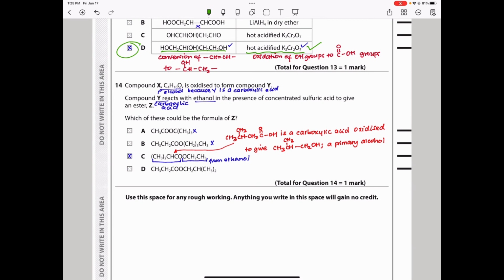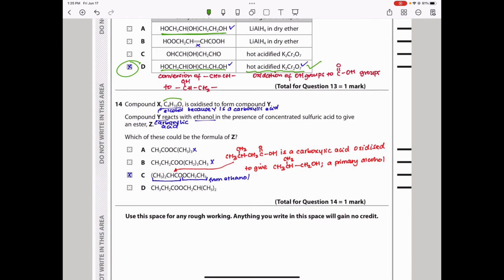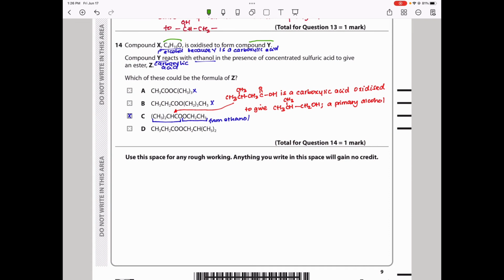For question 14, they say compound X. We have compound X as that is oxidized to form compound Y. So we are not sure if X is an alcohol or an aldehyde, just leave it like that. And then they say compound Y reacts with ethanol in the presence of sulfuric acid to form an ester. I'm going to break it down here. If Y reacts with ethanol to form an ester, then Y is a carboxylic acid. Because only carboxylic acids and alcohols will form esters, or at least in this case. Or it could be, of course, an acyl chloride in the other, but this is a different situation.